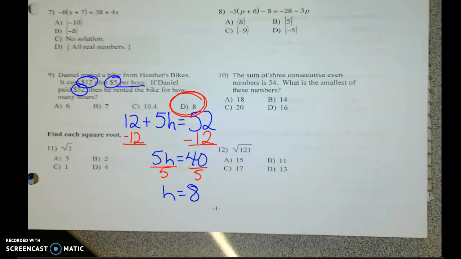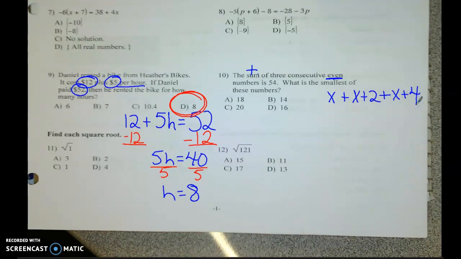Now, let's look at number 10. The sum, okay, I know sum means addition. The sum of 3 consecutive even numbers is 54. What is the smallest of these numbers? So consecutive even numbers. So that means he had a number that was the first number, x. The next number would have been x plus 2 because it's even. And then the next number would have been x plus 4.